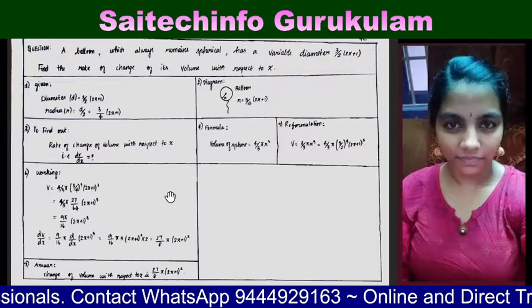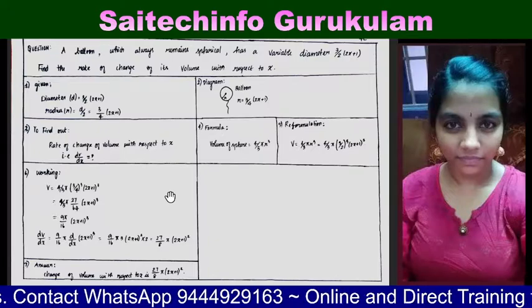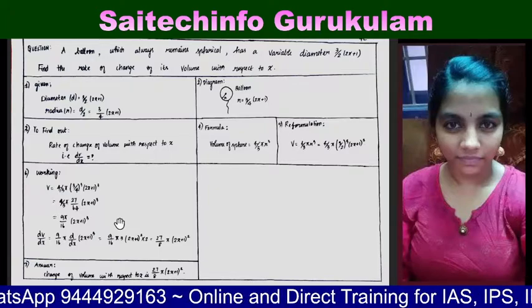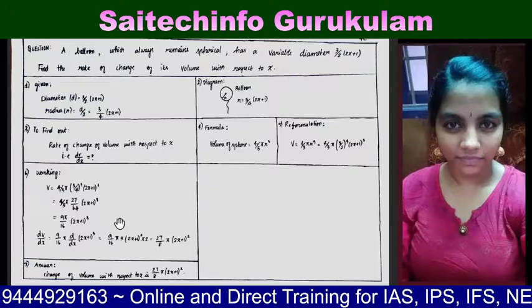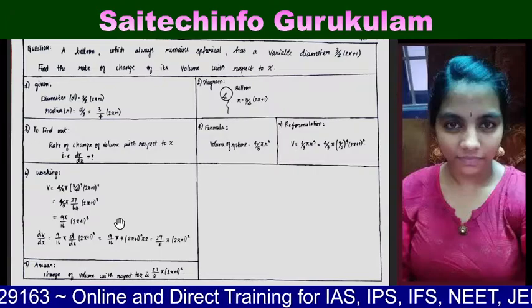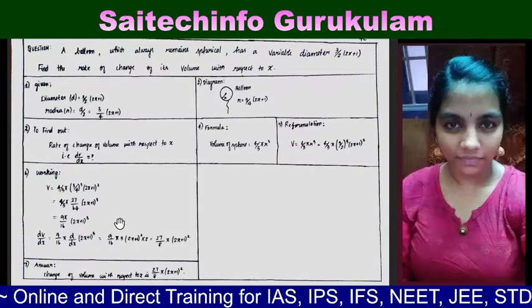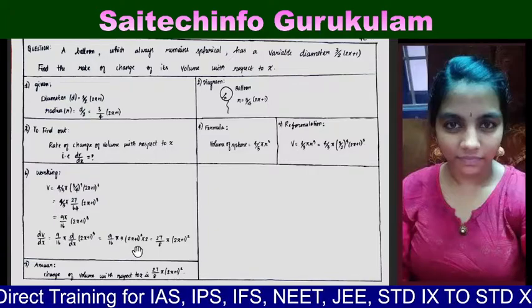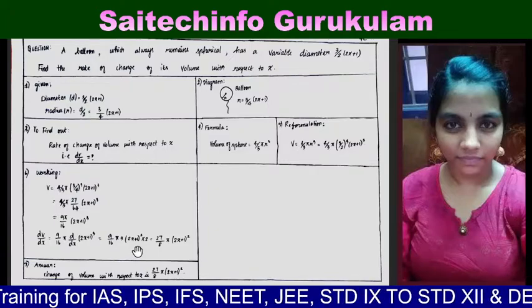So V is equal to 4 by 3 pi into 3 by 4 the whole cube, 2x plus 1 the whole cube. On further simplification, we get 3 cube 27 and 4 cube 64. In the further simplification, we get 9 pi by 16. That is, I have cancelled the 3 and 27, and 4 and 64.